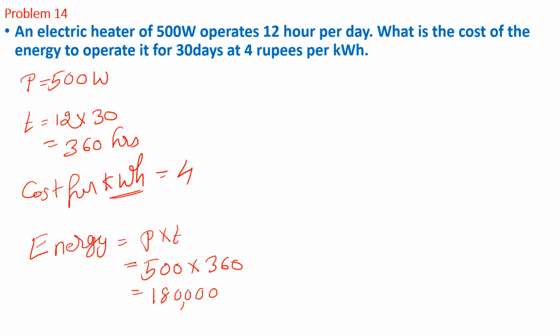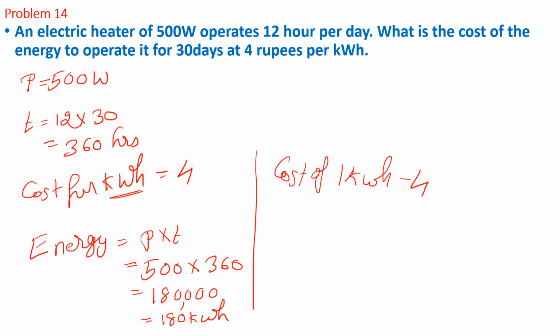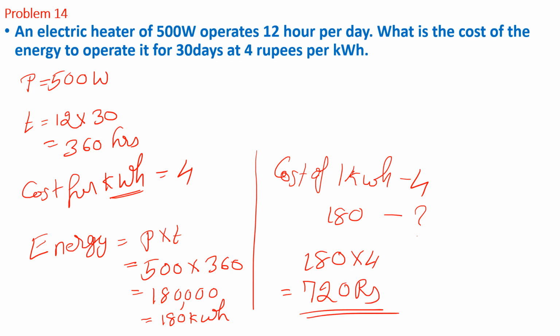So which is equal to 180 kWh. So what is the cost? The cost of 1 kWh is given, 4 rupees. Then what is the cost of 180 kWh? The cost of 180 kWh is 180 into 4 rupees, which is equal to 720 rupees. So the answer is 720 rupees. Thank you.